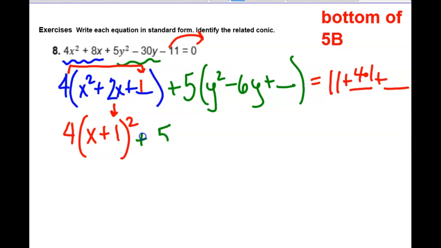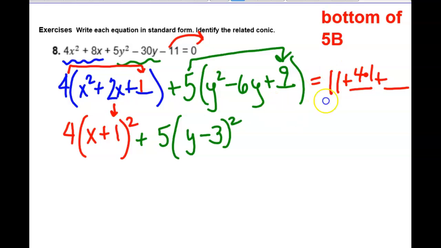Back here we have a 5. Completing the square in the green parenthesis would be y what? Minus 3 squared becomes a 9, and 5 times 9 is 45. So I had 45 and 4 is 49, 59, 60. Did anybody else get 60 over there?